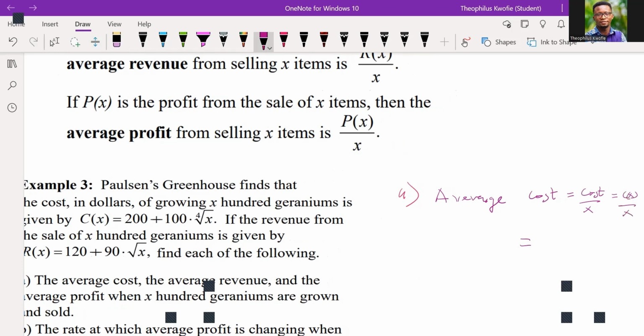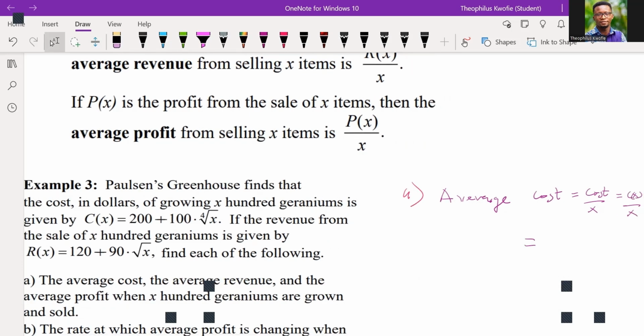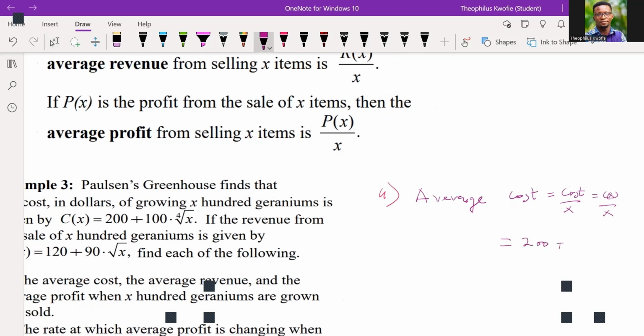So let's take note. Now, what is the cost in the given function? The cost is given as 200 plus 100, all multiplying the fourth root of x. Okay, then all divided by x.